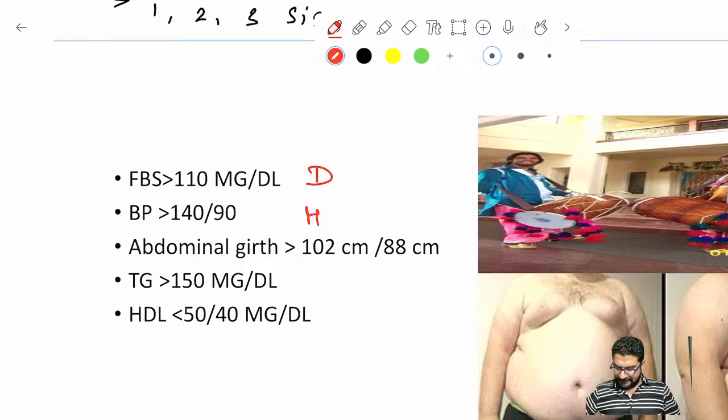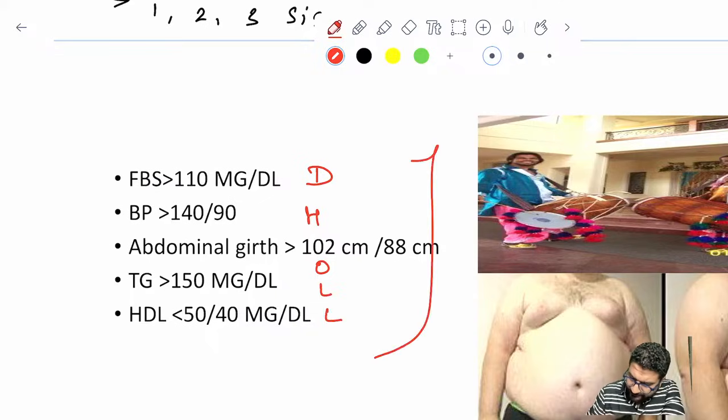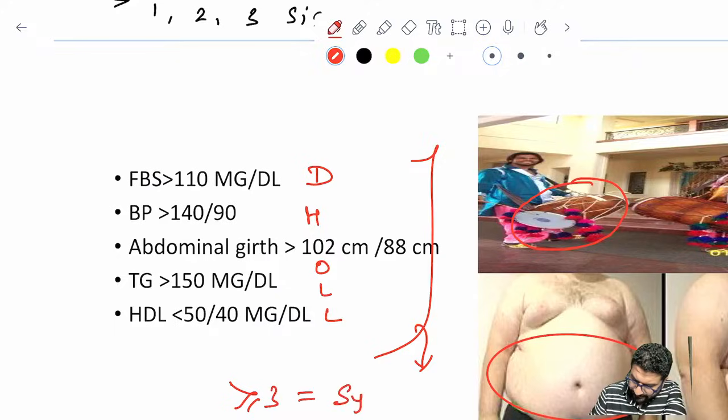Then we have two lipids. Now understand. So what is the meaning of two lipids? So first lipid will be triglyceride more than 150, and second lipid will be HDL less than 50 in case of female, less than 40 in case of males. So diabetes, hypertension, obesity, lipid. So remember this. If you see any three or more of these, we call this syndrome X, or metabolic syndrome.